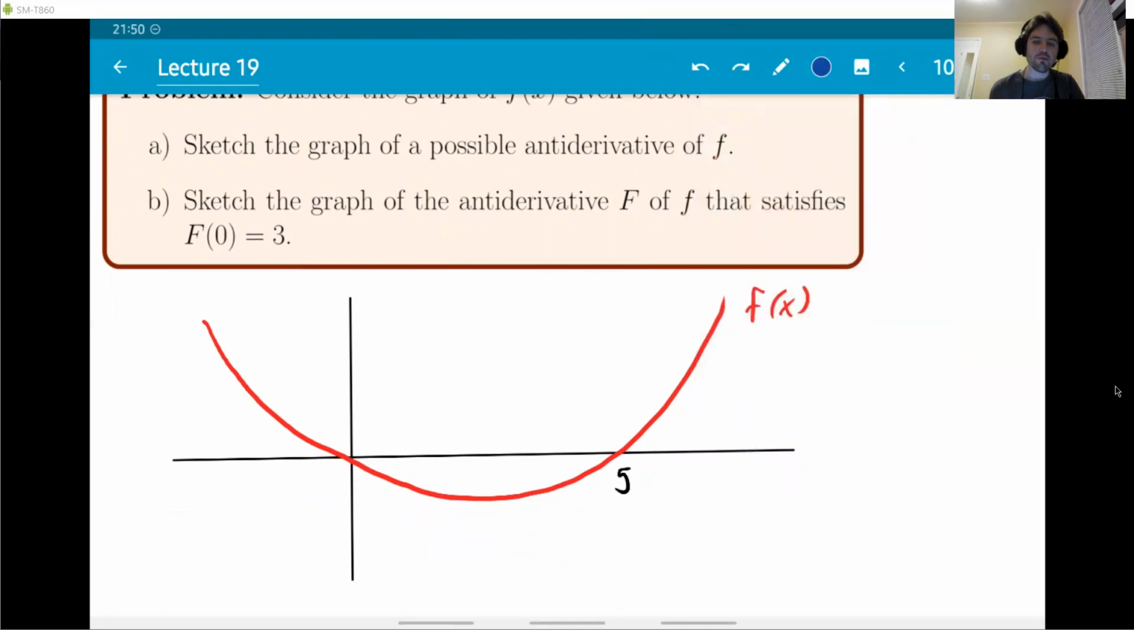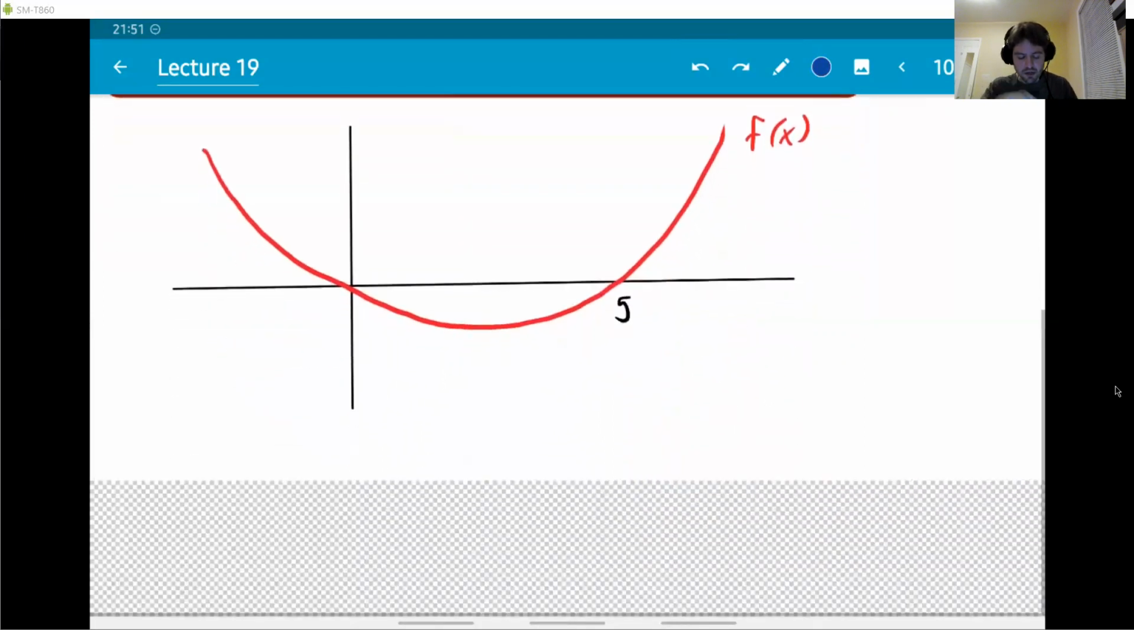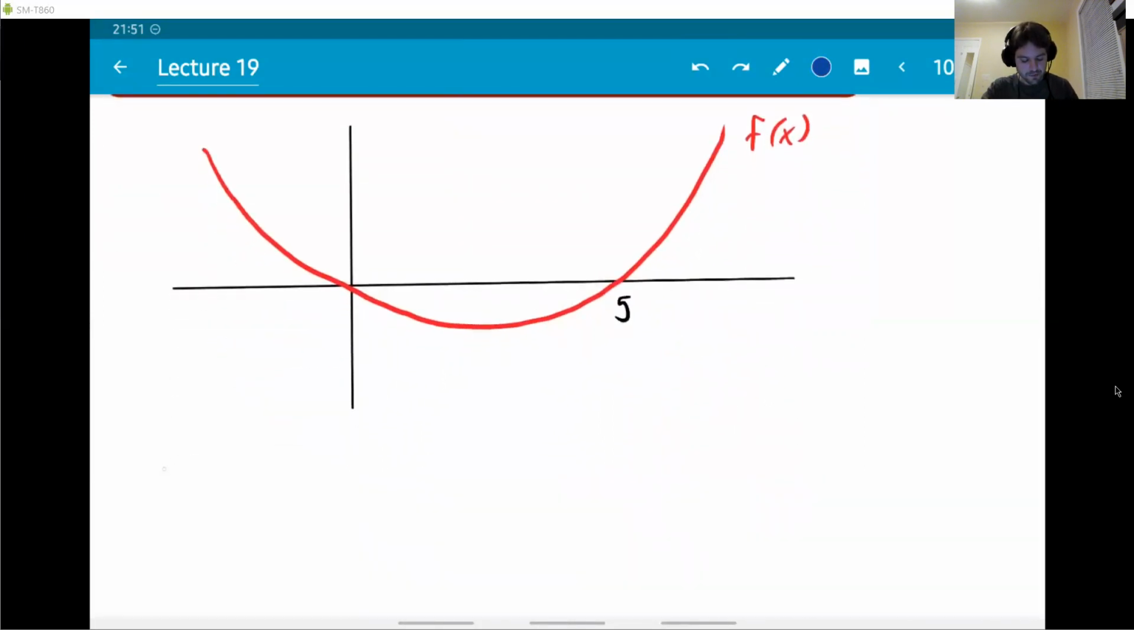Do you remember we've done problems where I give you the graph of a function and I ask you for the graph of the derivative, f prime? Now we're kind of doing this inverse process. We have the function, we want to find the antiderivative. But you just have to remember that the little f is the derivative of the big F, which is the function that we're trying to graph.